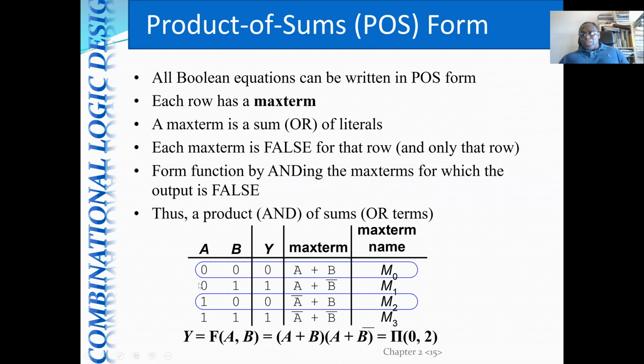So in the previous example, you can see we are circling the zeros. Y is 0 here and Y is 0 here. So the maxterm here will be A invert plus B invert, because they are 0, 0. And then here we get 0, 1, which is 1, 0. So it will be A invert plus B.